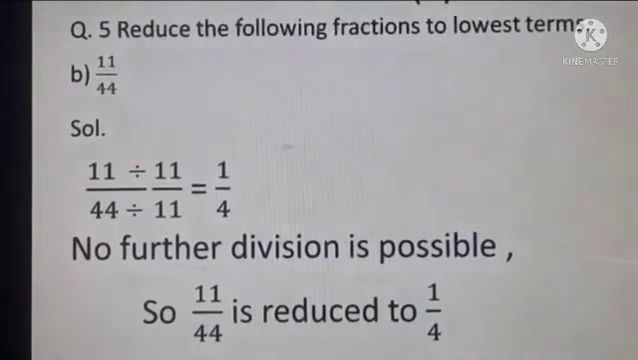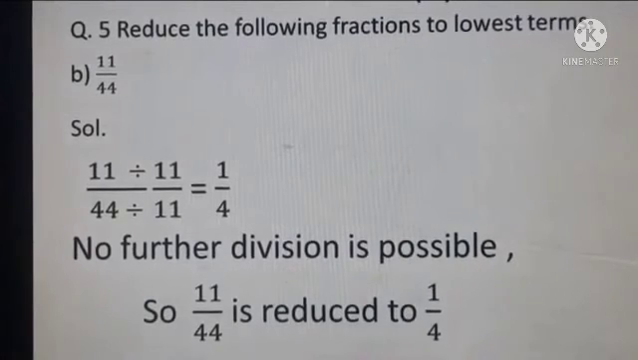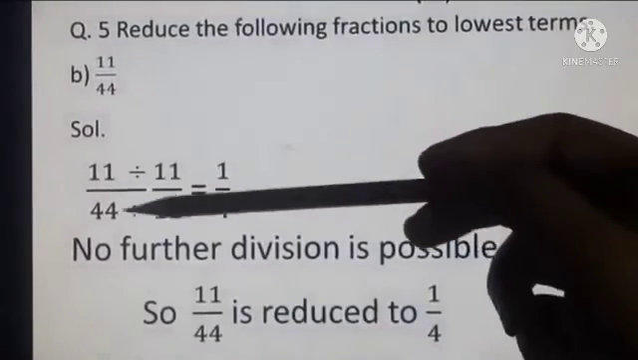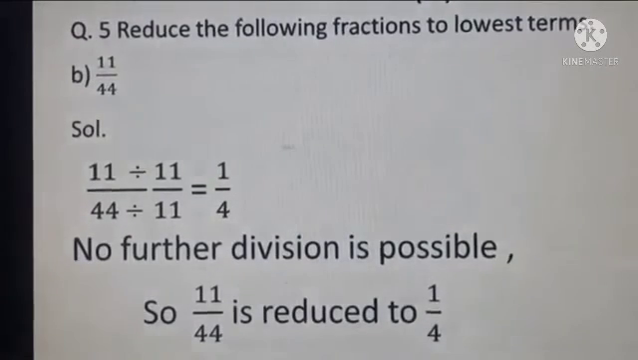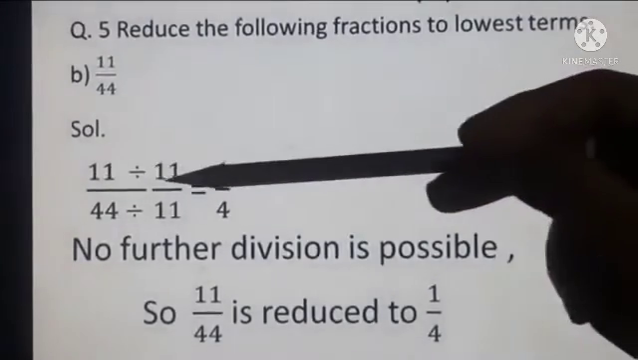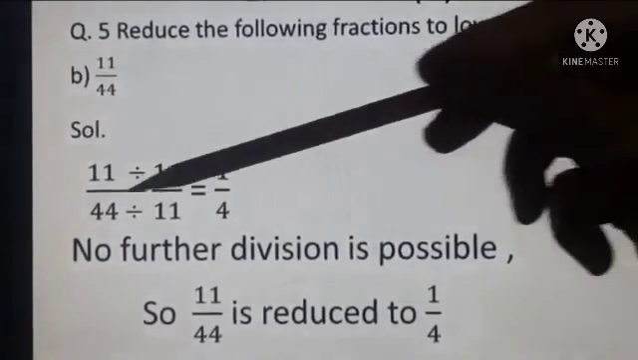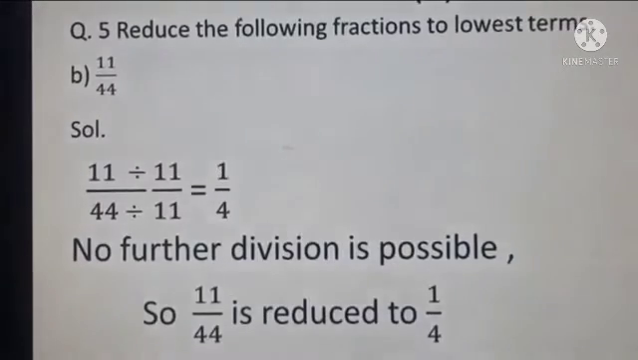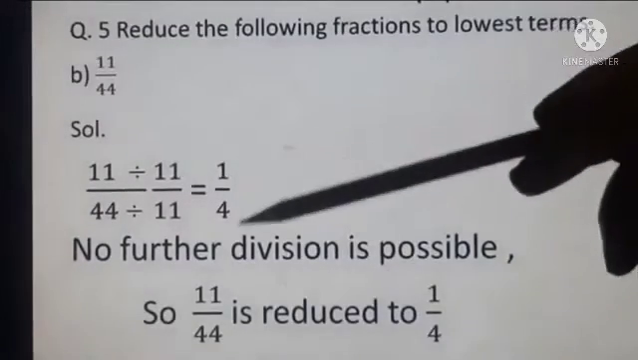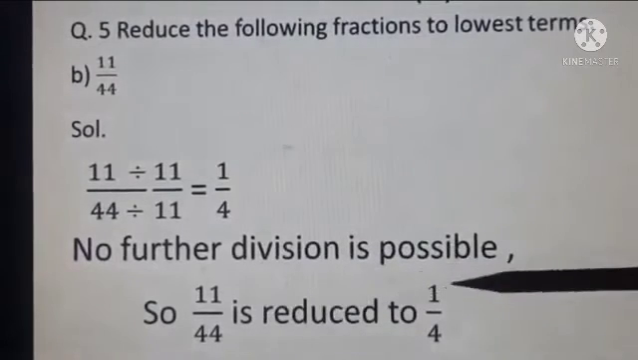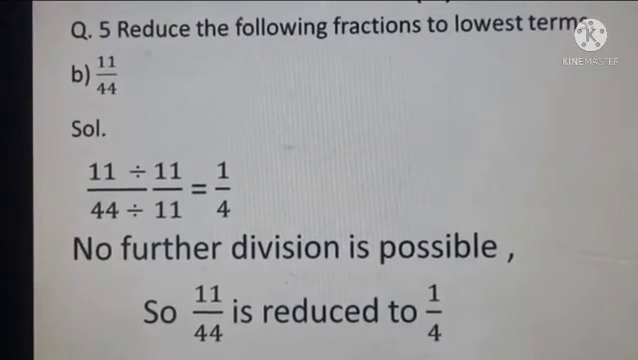Now fifth question, B part. 11 upon 44. We have to reduce this into lowest term. We know that numerator and denominator both are divisible by 11. So 11 divided by 11 and 44 divided by 11. 11 divided by 11 gives you the quotient 1. 44 divided by 11 gives you the quotient 4. 1 upon 4. No further division is possible. So 11 upon 44 is reduced to 1 upon 4.